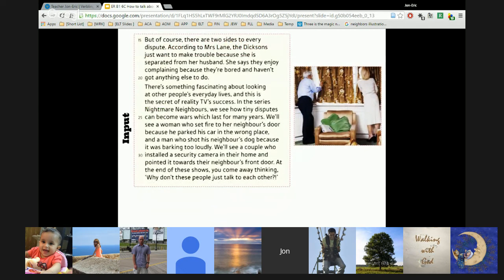Mr. Fabian, can you take that first paragraph at the top, please? Okay. But of course, there are two sides to every dispute. Dispute. Good. According to Mrs. Lane, the Dixons just want to make trouble because she is separated from her husband. She says they enjoy complaining because they're bored and haven't got anything else to do. So this is the other side of the story.